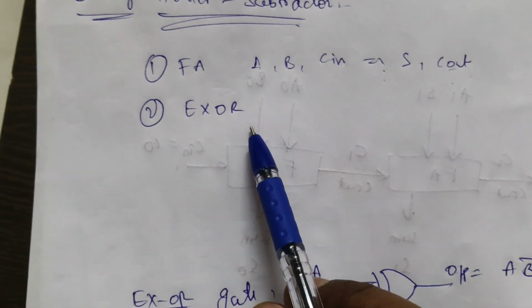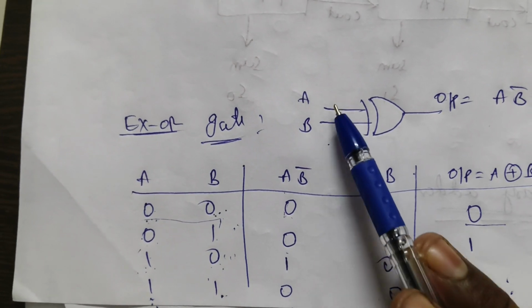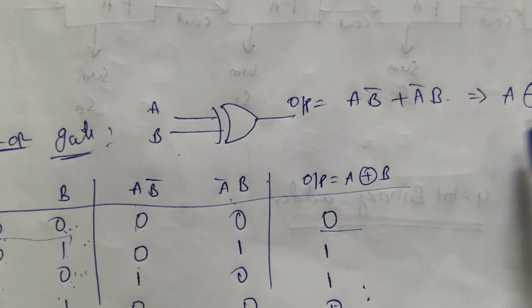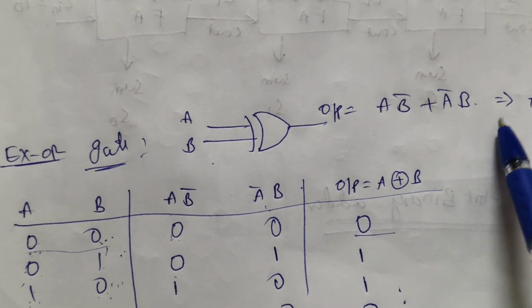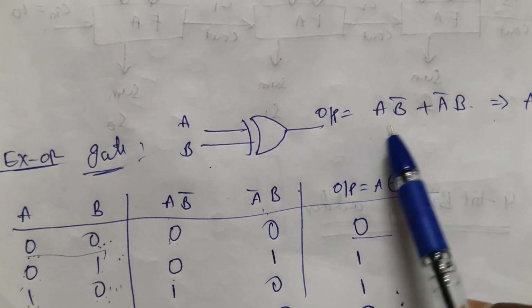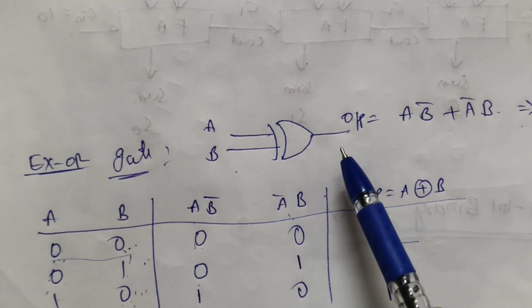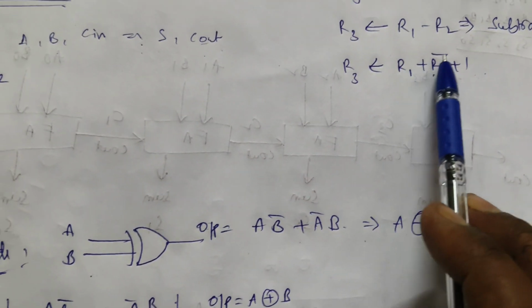Coming to the XOR gate, this is the basic symbol of an XOR gate. It takes two inputs A and B and gives the output A XOR B, which is nothing but A into B bar plus A bar into B. It can complement the one bit information and add one to it, which gives the output as the subtraction process.